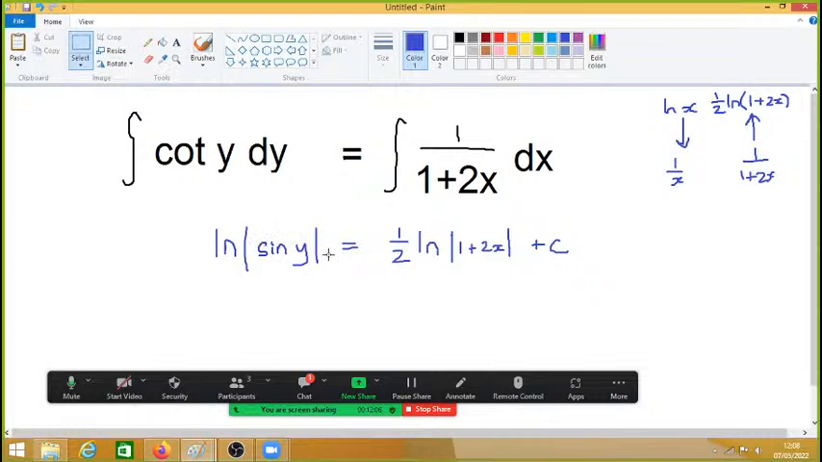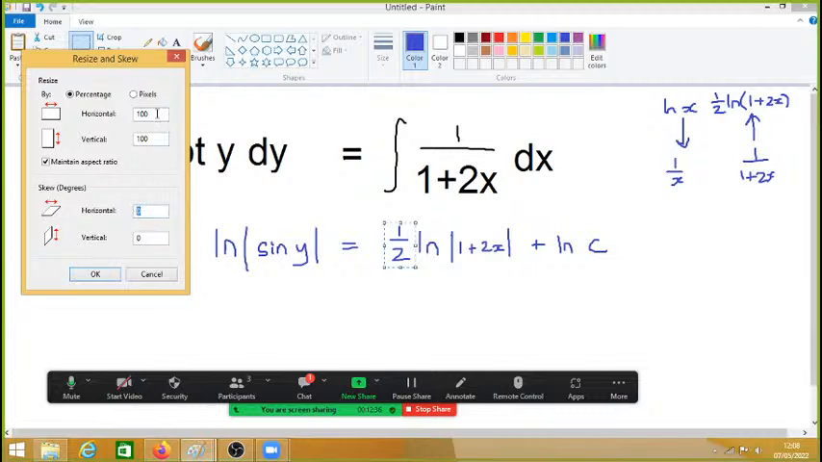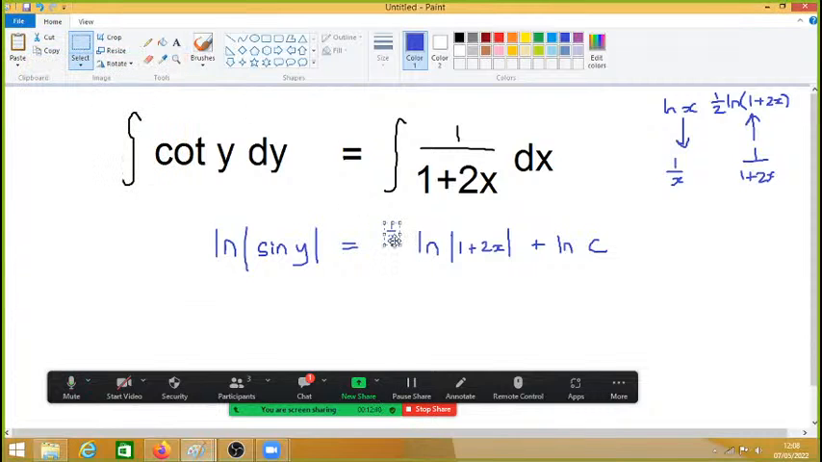And because everything else has got a natural log, I might as well just call this the natural log of c. Still a constant, but it's just easier to work with. Sometimes in your book you'll see it's called k, but we can just stick with c at the moment. And then we want to simplify. This half can be brought to the top, if you remember the power law of logs. So we can just bring that half to the front like that.